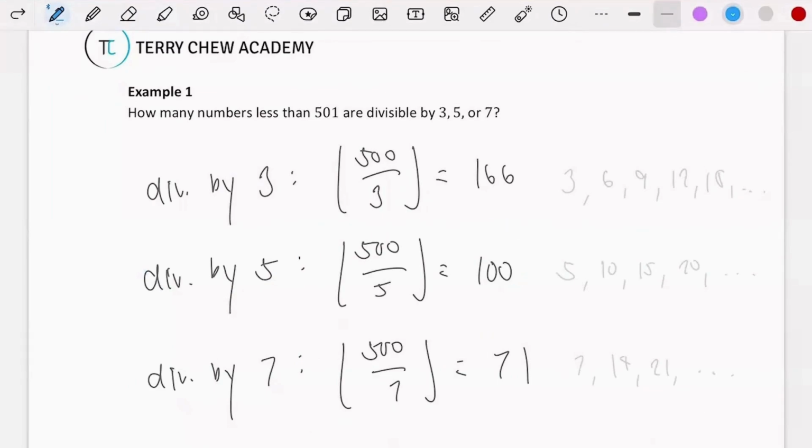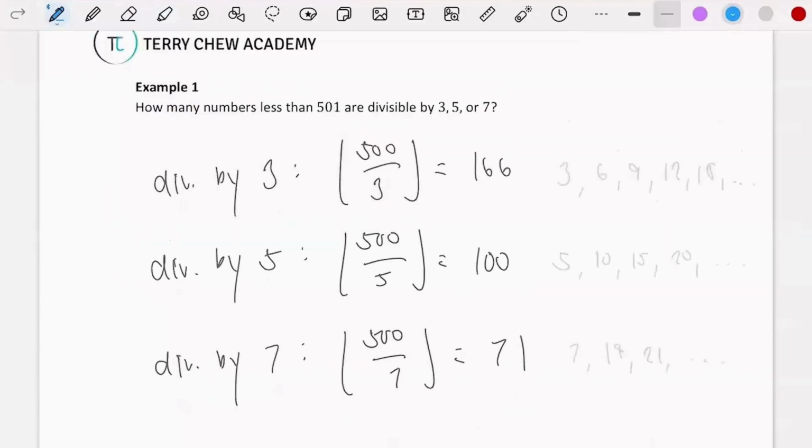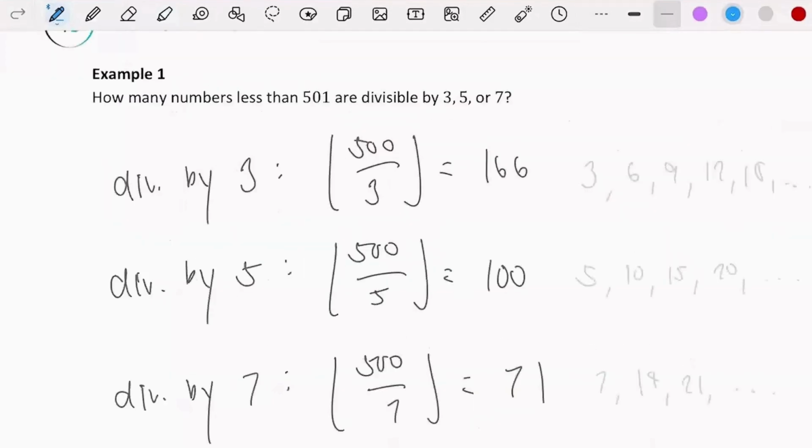I was asking the class why we couldn't just add everything and get 337. You couldn't do that because some numbers are repeated, right? Like over here, there's 15 here and 15 here. So if you just count and add everything, 15 would have been counted twice, because it's divisible by 3 and it's also divisible by 5.